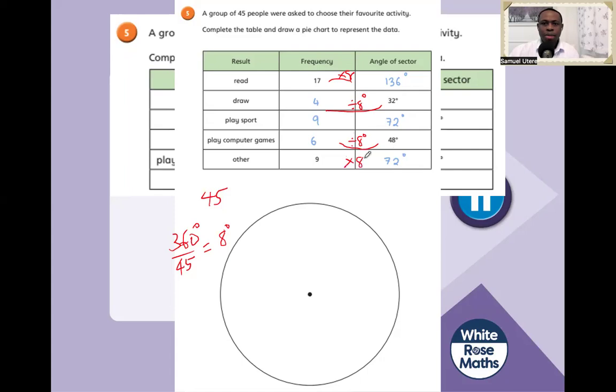And then now that you have all the degrees, how do you get this one? You can add them all up and subtract it from 360 degrees, or you can add these all up, because by now you found this one, you found that one, and subtract it from 45 people to get this.